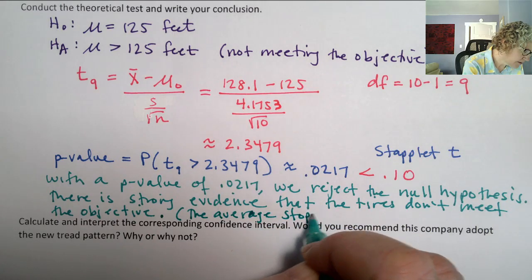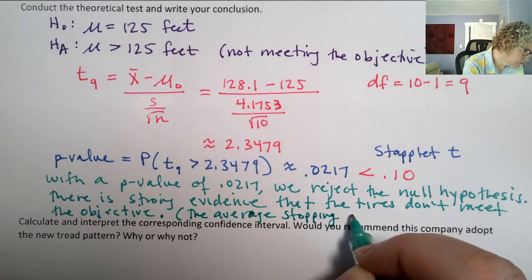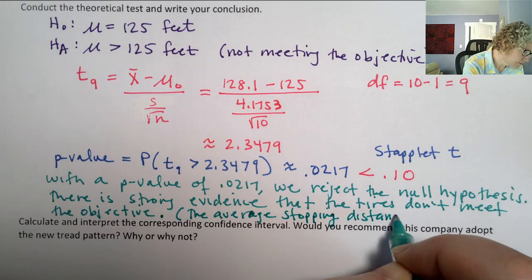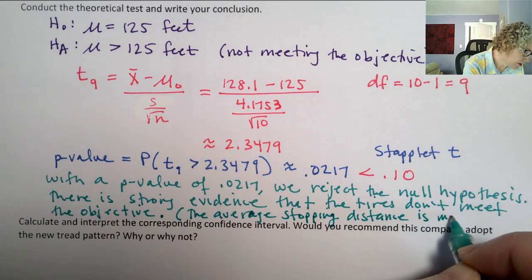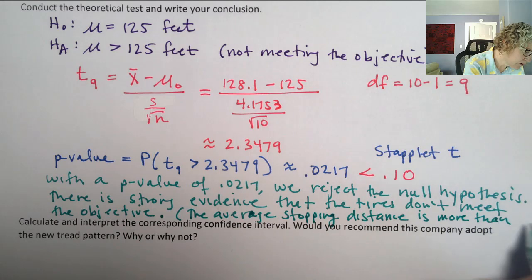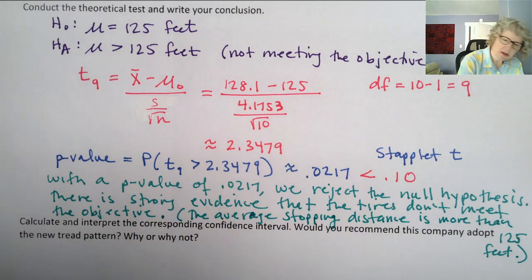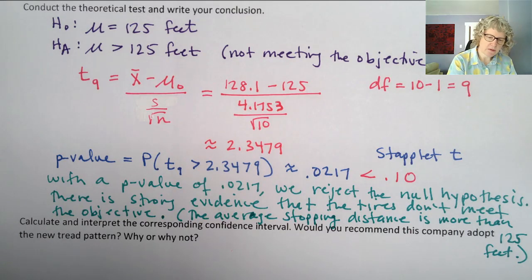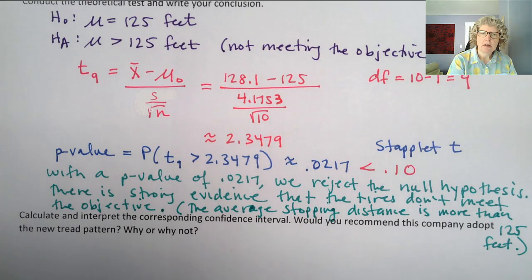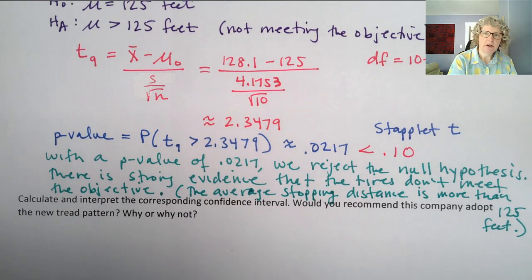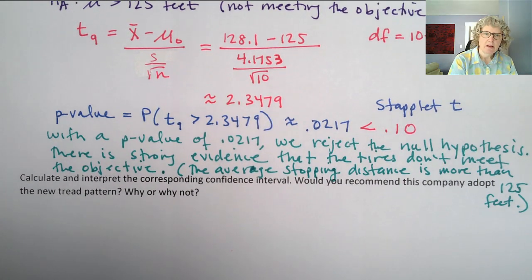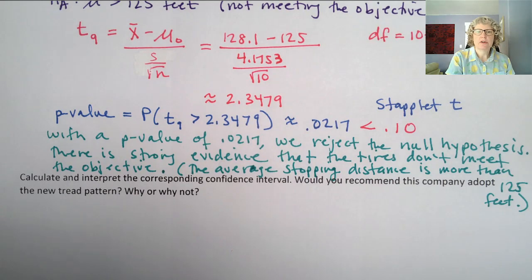So we have strong evidence that the tires don't meet the objective, which would mean the average stopping distance is more than 125 feet. Okay, so either one or both of those. Okay, so not great for the tires, is it? Let's calculate and interpret the corresponding confidence interval. Would you recommend the company adopt the new tread pattern?